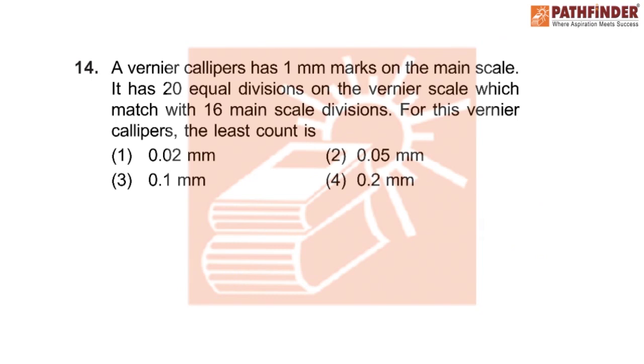Now we have a problem on measurement, that is a vernier caliper. Now we know that the LC, the least count of a vernier caliper, is very important.